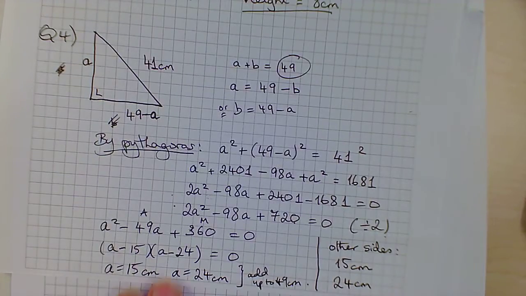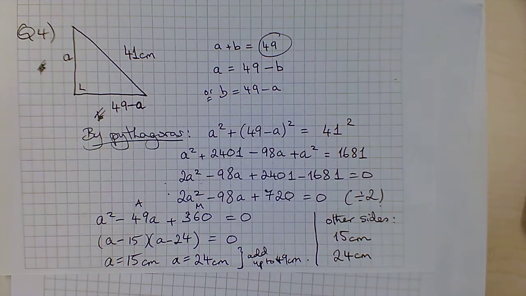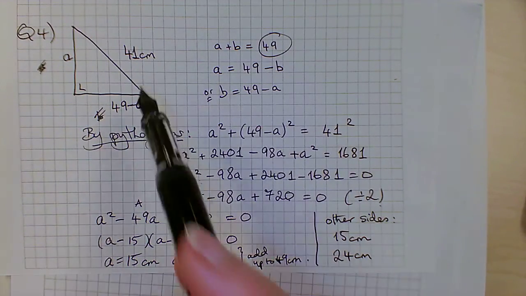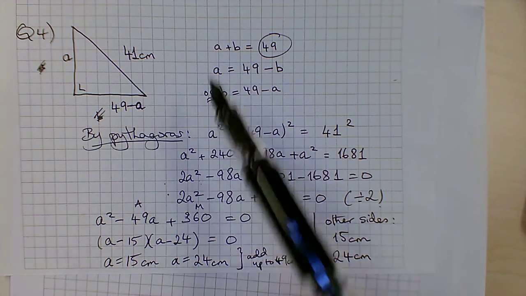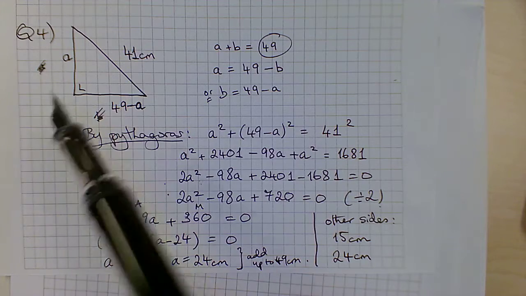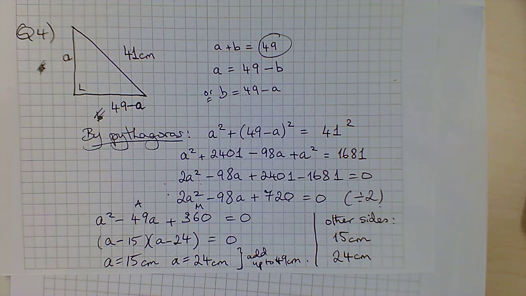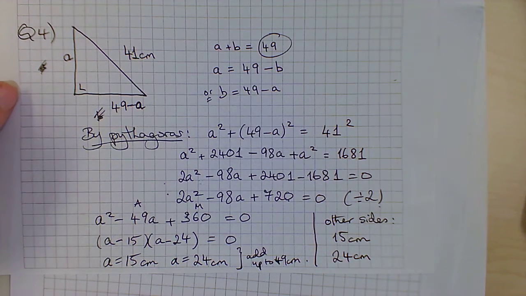And we can see they do add up to 49. And also when I square them and add them together, I get the square of 41. So you can always double check your answer by checking, does it make sense with the information that we were given at the beginning, which it does. Okay, question 5 then.